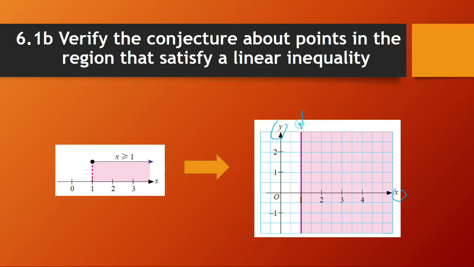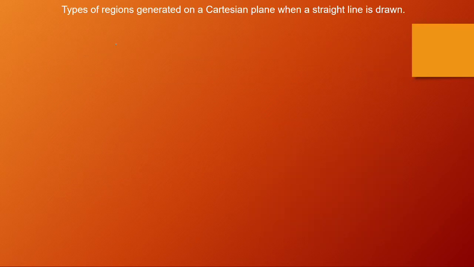This line here represents x is equal to 1. So when x is greater than or equal to 1, it is the region on the right. What are all this about? We are going to look further into it. Now look at types of region generated on a Cartesian plane when a straight line is drawn.